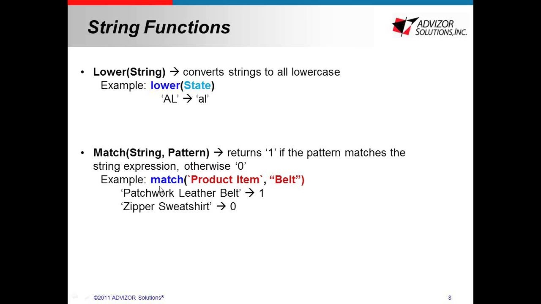So for example, say you're a retailer and you wanted to flag all of your items that are belts, and you didn't want to have to type out the whole name. You could use the match function. You would use product item as the field, a comma, and then what I want to match is the word belt, so you put the word belt in quotes. For patchwork leather belt, the software recognizes that belt matches the pattern, and a 1 is returned. Everything else, like zippered sweatshirt, would just have a 0.